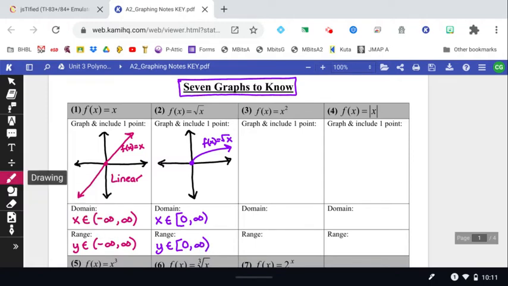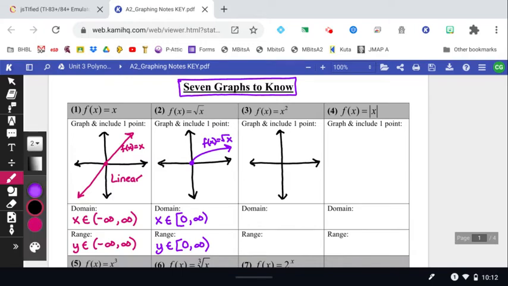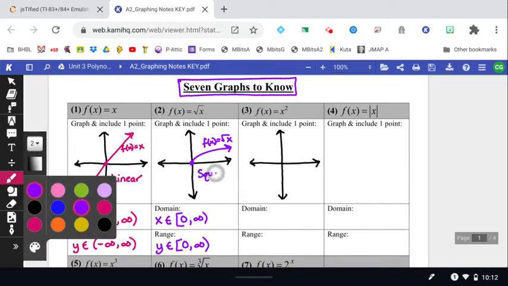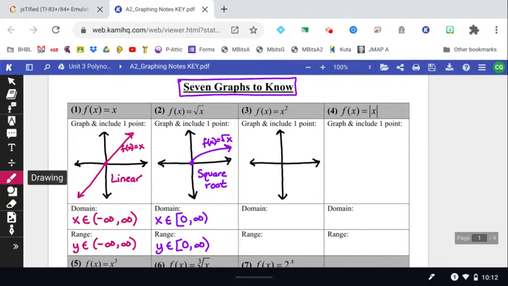All right, my third graph to know is a parabola. So remember, my parabola does have a 0, 0 value, and we have a U-shaped graph. This is our quadratic. And remember, we usually call this quadratic a parabola.